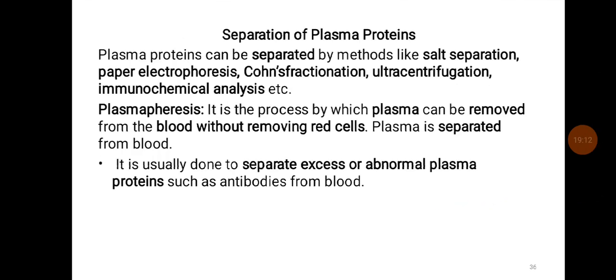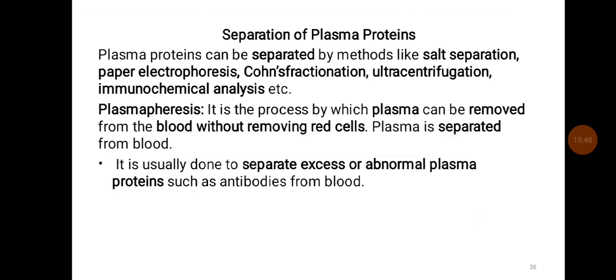How do you separate plasma proteins? Plasma proteins can be separated by methods like salt separation, paper electrophoresis, Cohn's fractionation, ultracentrifugation, and immunological analysis. Plasmapheresis is a process by which plasma can be removed from the blood without removing red cells. Plasma is separated from the blood. It is usually done to separate excess of abnormal plasma proteins such as antibodies from the blood.